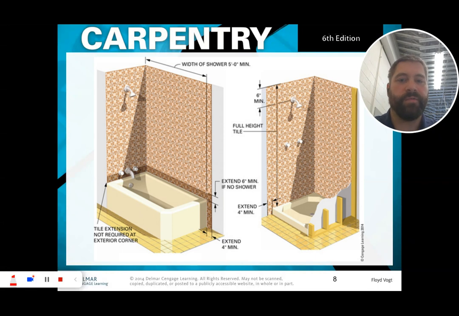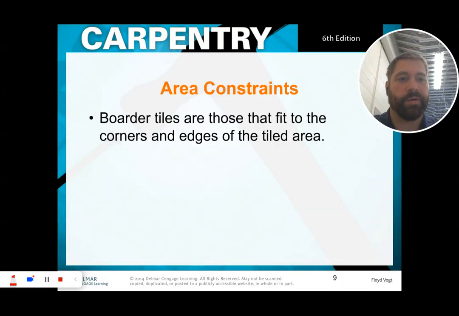So here we have an example of what this looks like in a shower. Don't get too carried away with this. We're going to be doing mostly the horizontal or the floor applications for tile. Some area constraints: border tiles are those that fit to the corners and edges of the tiled area.